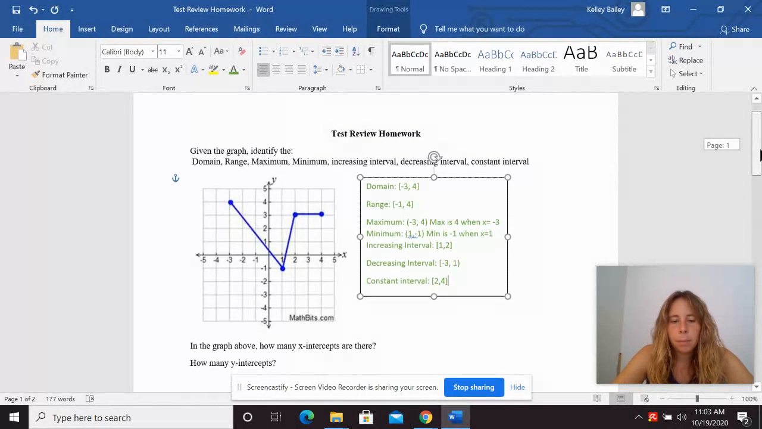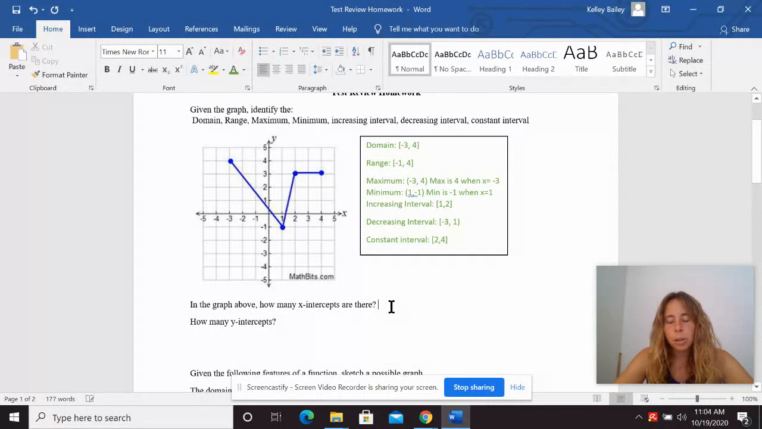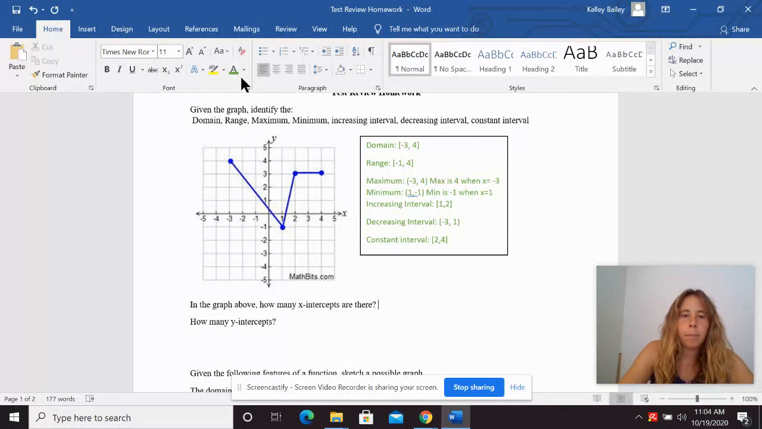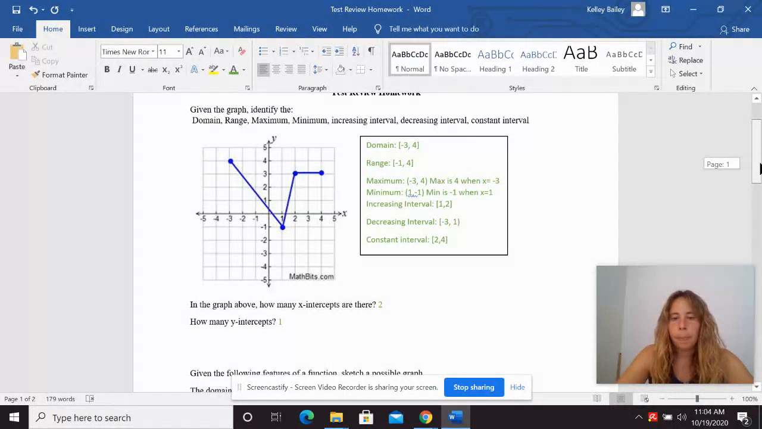Cool beans. Okay. In the graph above, how many x-intercepts are there? So how many times does it touch or cross the x-axis? 2. Right there and right there. So it doesn't ask you to write them, it just says how many times. So there are 2 of them. Oh, I lost my color. How many y-intercepts? How many times does it cross the y-axis? Only right there. 1. Okay. Moving right along.